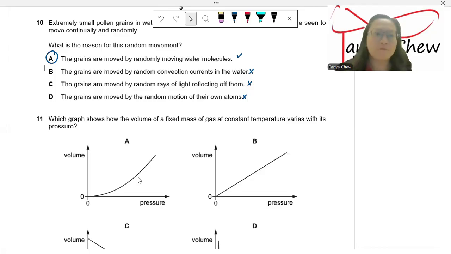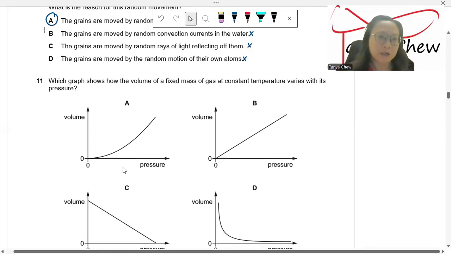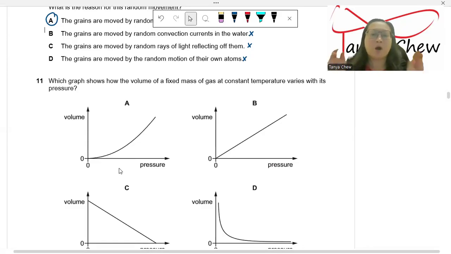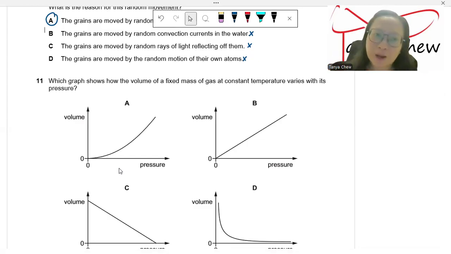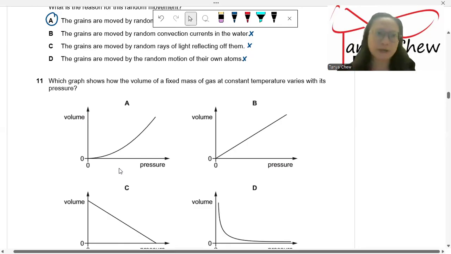Question number 11, which graph shows how the volume of a fixed mass of gas at constant temperature varies with its pressure? Now, this type of question is super important. When the temperature is constant, we put it as room temperature. I want to link it to a real life situation. I have a space where I feel comfortable to do my studies, to do my work, etc.